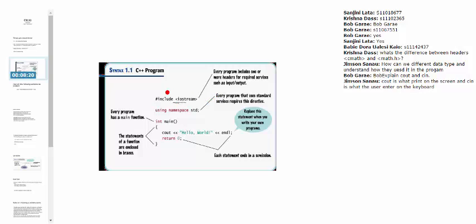The next line is using namespace std. std is standard, so every program that uses standard services requires this directive. And then we have int main, the main function. You can see here the type is integer, and integer is the data type. We are returning a 0 because 0 is an integer.